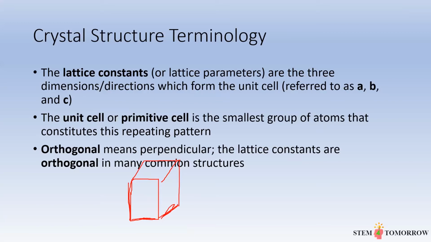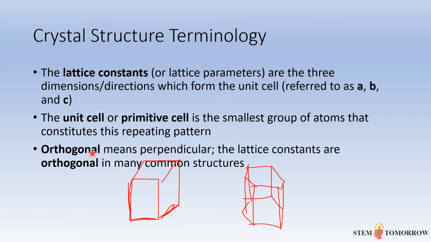And of course, the unit cell doesn't have to be a rectangular prism. It can be like a triangular prism, or it can be some sort of weird hexagonal prism like this. The unit cell can really be whatever you want. Or I should say, not whatever you want, but there are many different types of unit cells and many different shapes. And once again, the unit cell or primitive cell is the smallest group of atoms that constitutes a repeating pattern.